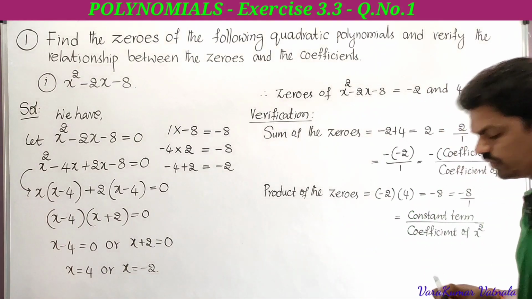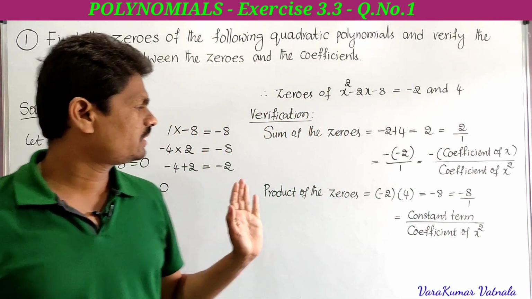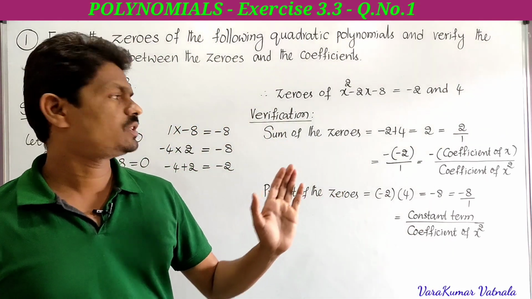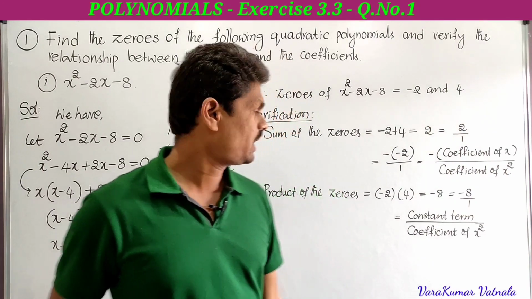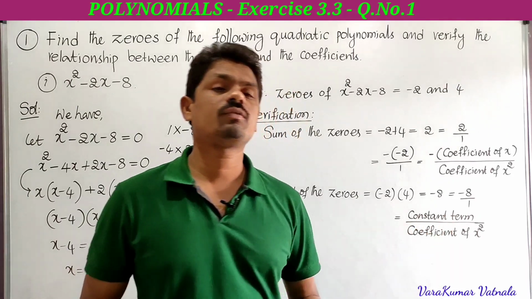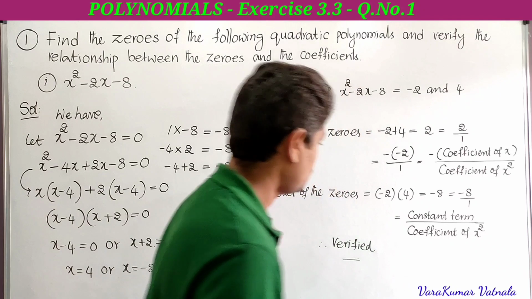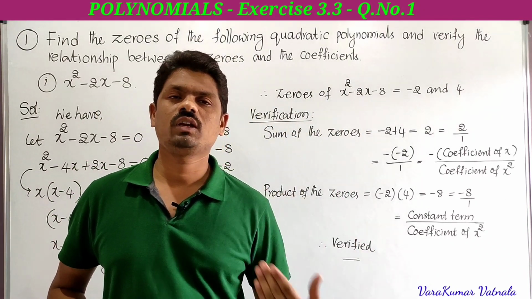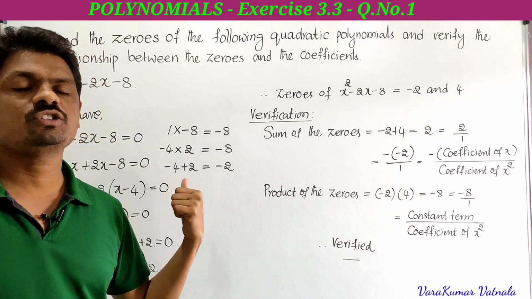So now we have verified the relationship between the zeros and the coefficients. We know the sum of the zeros is equal to minus of the coefficient of x divided by the coefficient of x square. The product of the zeros is equal to the constant term divided by the coefficient of x square. Therefore, we have verified the relationship between the coefficients and the zeros of the given quadratic polynomial. So this is the first bit in the first problem.